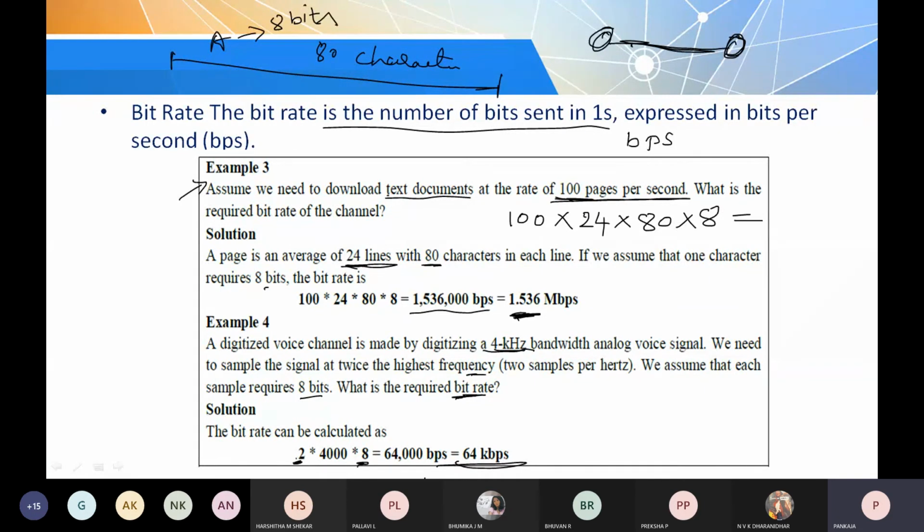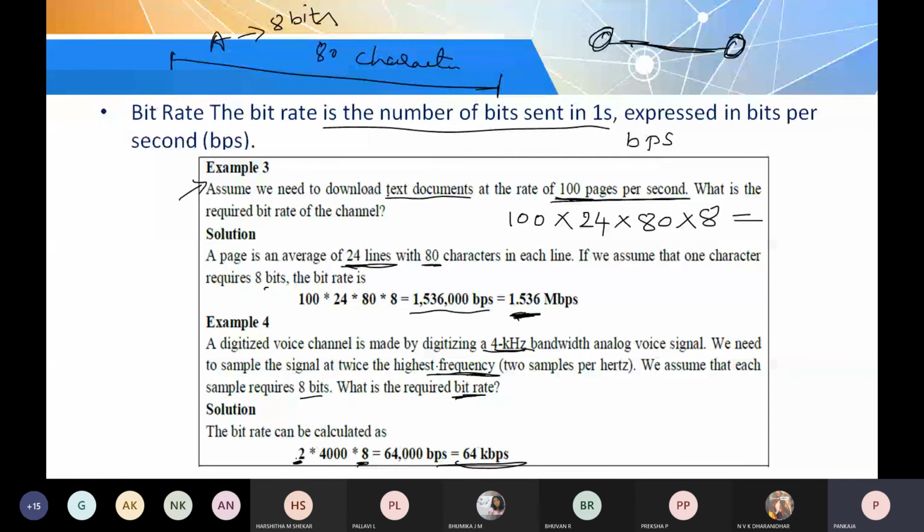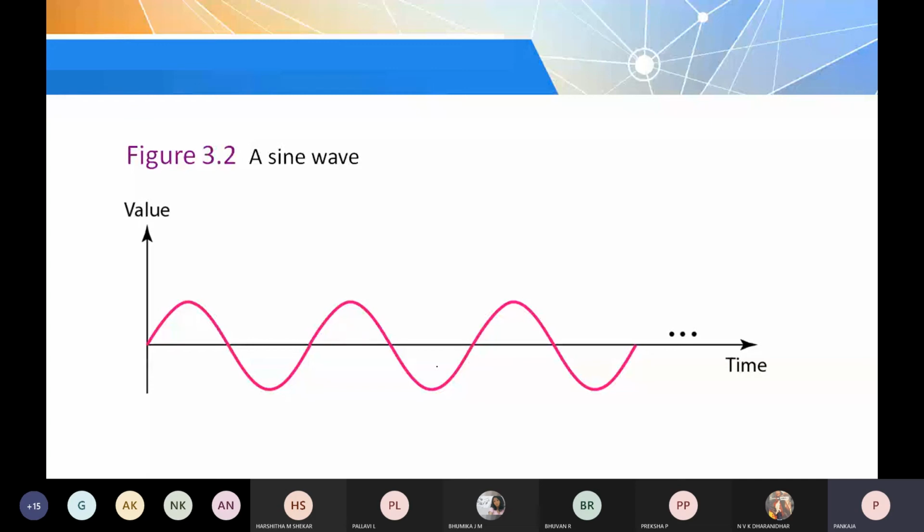In case you are not able to understand the second one, don't worry, because for that you should know what frequency is and so on. I'll be covering those terms, and then you can go back to this problem and try to understand. So this is about bit rate. Now before going into detail about periodic signals, I will cover some part of the analog periodic signal.